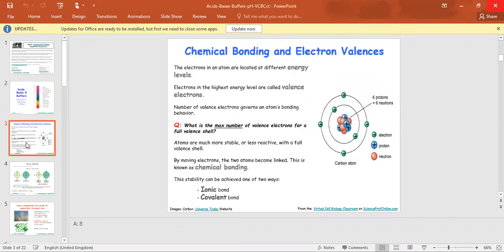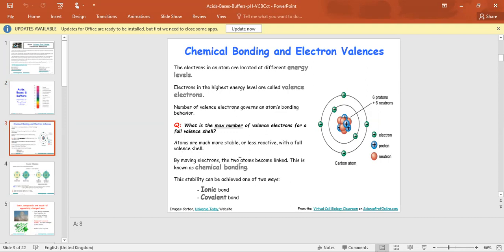Chemical bonding and electron balance. Electrons in an atom are located at different energy levels. Electrons in the highest energy level are called valence electrons. The number of valence electrons governs an atom's bonding behavior. Atoms are much more stable, or less reactive, with a full valence shell.